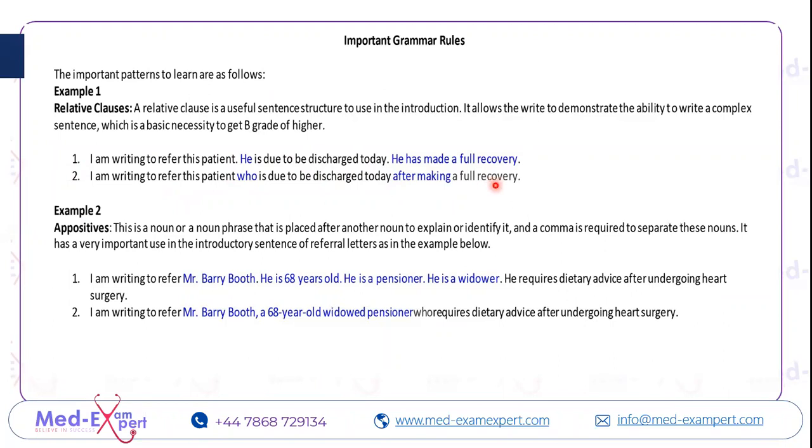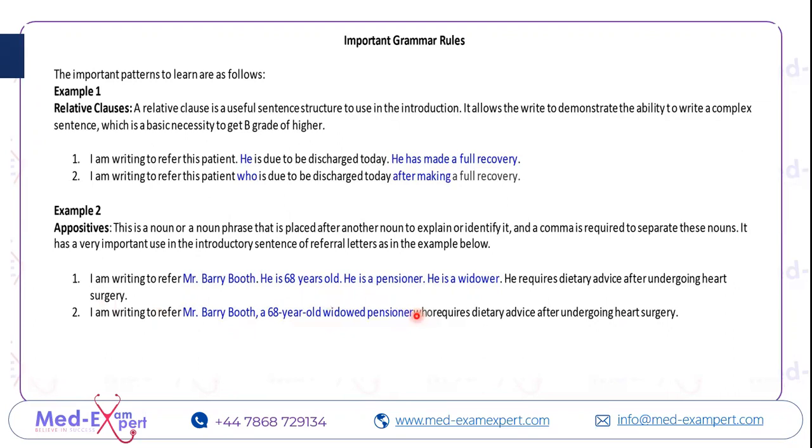Not a very complex one, not a very easy one. Okay, a medium one. I'm writing to refer Mr. Berry. He is 68 years old, a pensioner, a widower. He requires dietary advice for undergoing heart surgery. So: I'm writing to refer Mr. Berry, a 68-year-old widowed pensioner, and a comma here, who requires dietary advice for undergoing heart surgery.